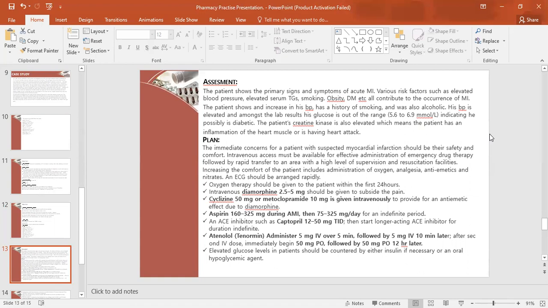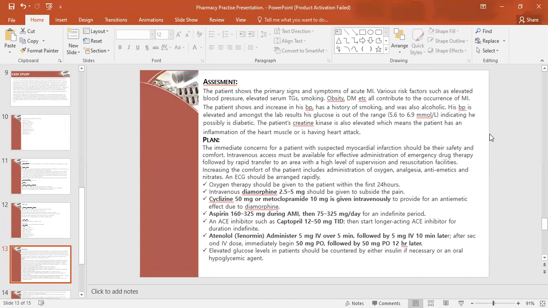Now, the plan. The immediate concerns for a patient with suspected myocardial infarction should be their safety and comfort. Intravenous access must be available for effective administration of emergency drug therapy, followed by rapid transfer to an area with a high level of supervision and resuscitation facilities. Increasing comfort of the patient includes administration of oxygen, analgesia, antiemetics, and nitrates. An ECG should be arranged rapidly. Oxygen therapy should be given to the patient within the first 24 hours.